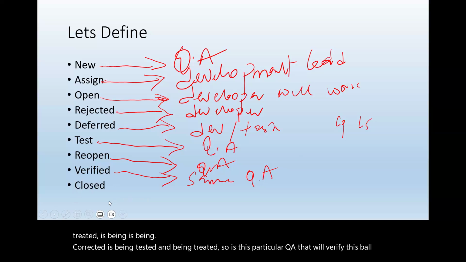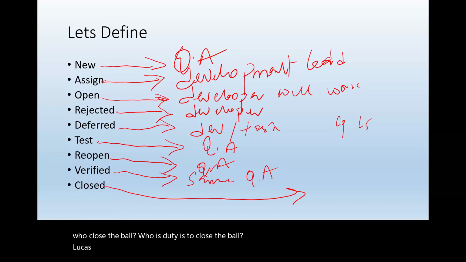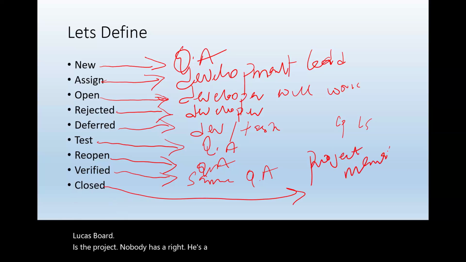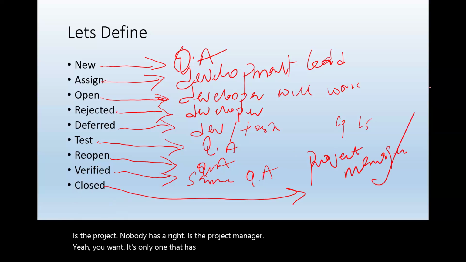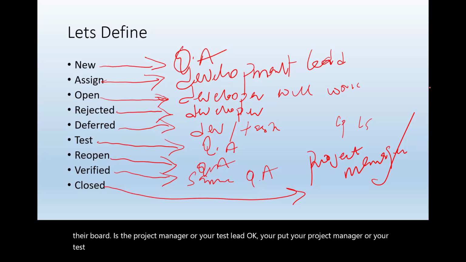So who closed the bug? Whose duty is it to close the bug? The developer and the QA? No. It's the project manager. Nobody else has the right to close a bug. It's the project manager or your test lead. Your project manager or test manager will mark any bug as closed. No one else can do that. Very important questions from an interview point of view: bug life cycle.